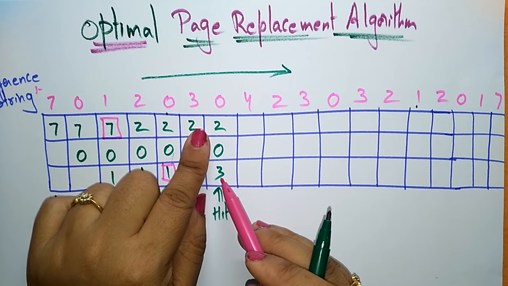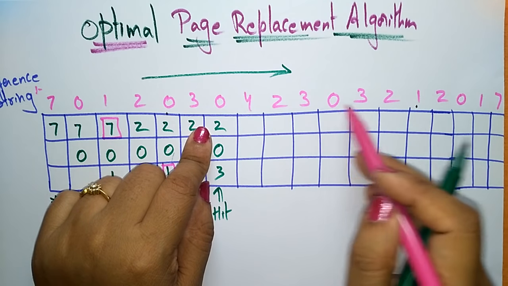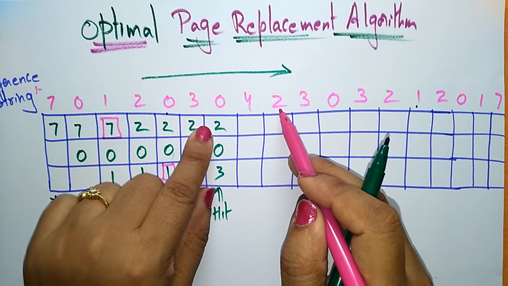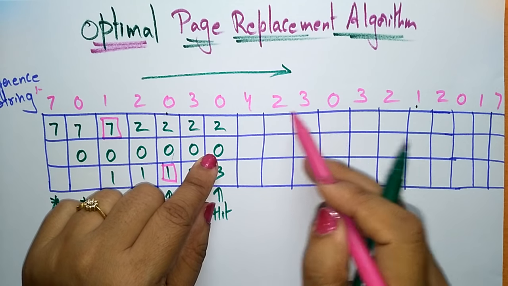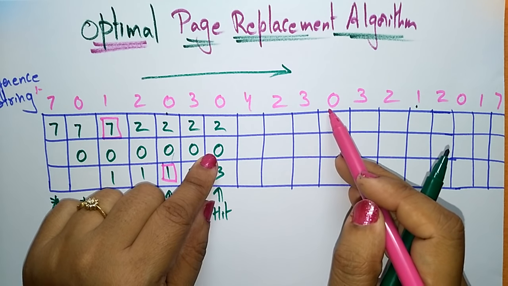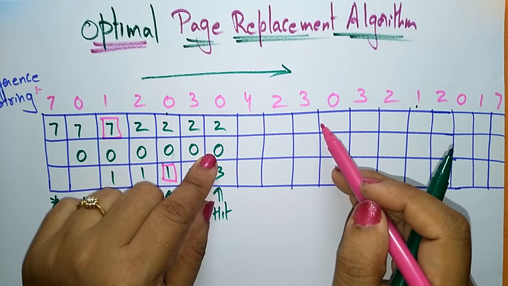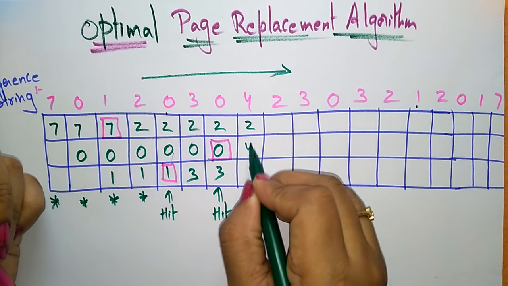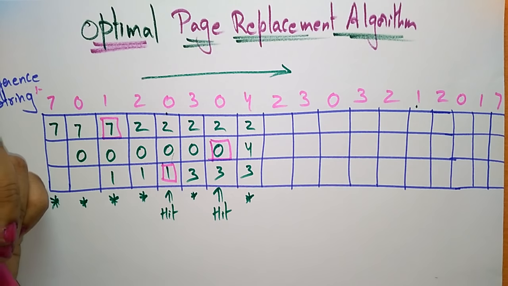Now which page do I have to replace to place the 4? So now check which is used the longest time in the future. The 2 is used next to the 4, so don't replace 2. Next, 3 is also used next to the 2. So compared to 2 and 3, 0 is the one we are using at the longest time in future in that reference string. So just replace the 0. So in place of 0, I have to write 4. So this is also a page fault.